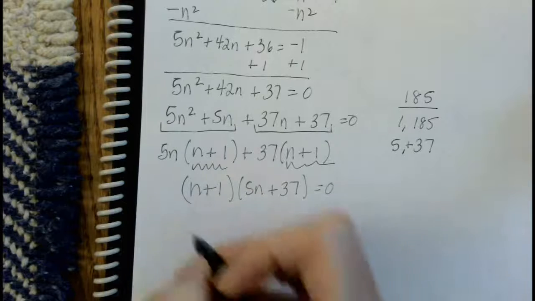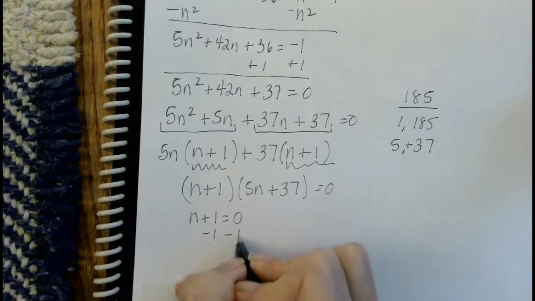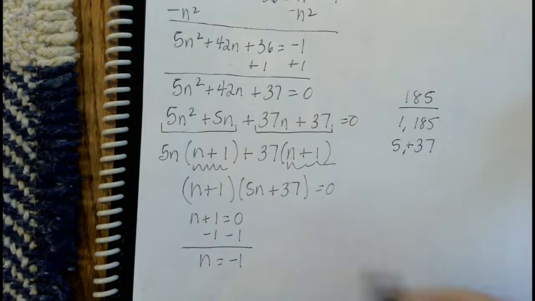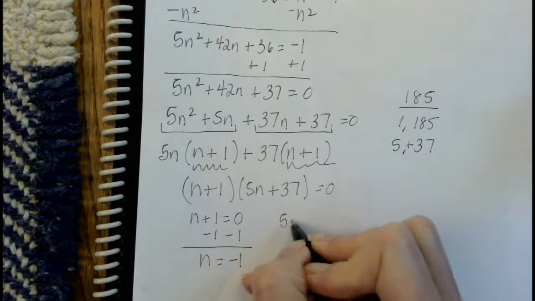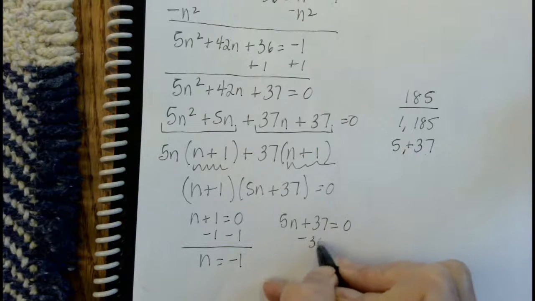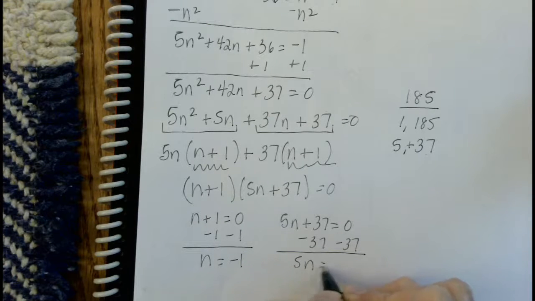Well, now we're going to take those values and we're going to set each of them equal to 0. So n plus 1 equals 0. We can subtract 1 from both sides, so we get n equals negative 1. And then over here, 5n plus 37 equals 0. If we subtract 37 from both sides, we get 5n equals negative 37. And divide both sides by 5, so n equals negative 37 fifths.